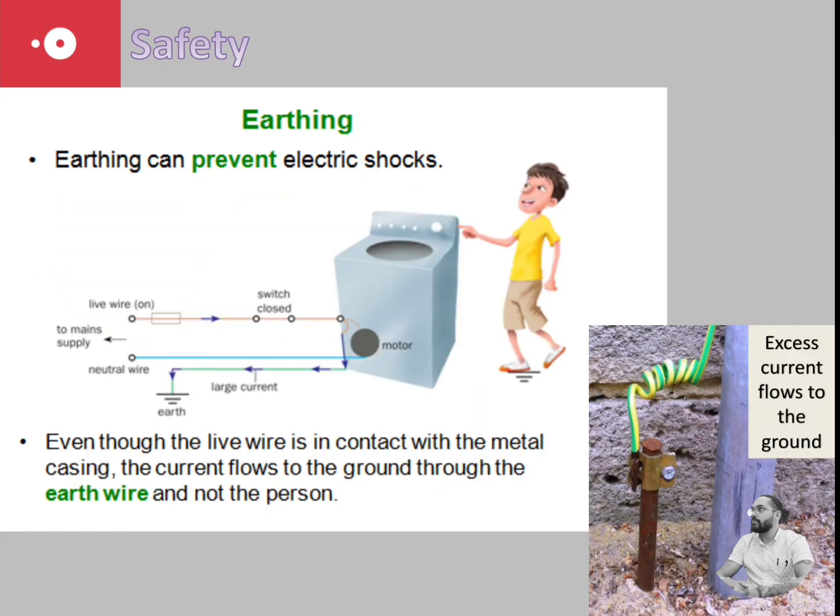So, the excess current is going to flow to the ground, as we can see here. So even though the live wire is in contact with the metal casing, the current will flow to the ground because it is the easiest and fastest path for electricity to flow, and therefore the person will not be electrocuted.